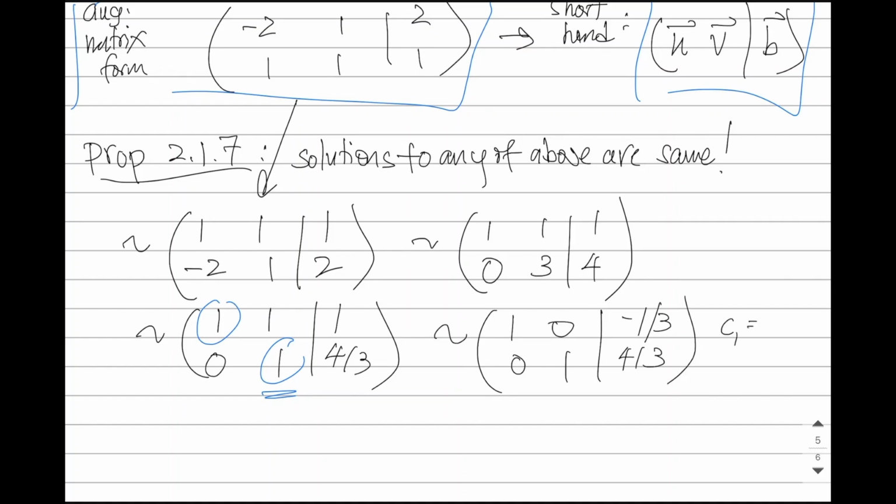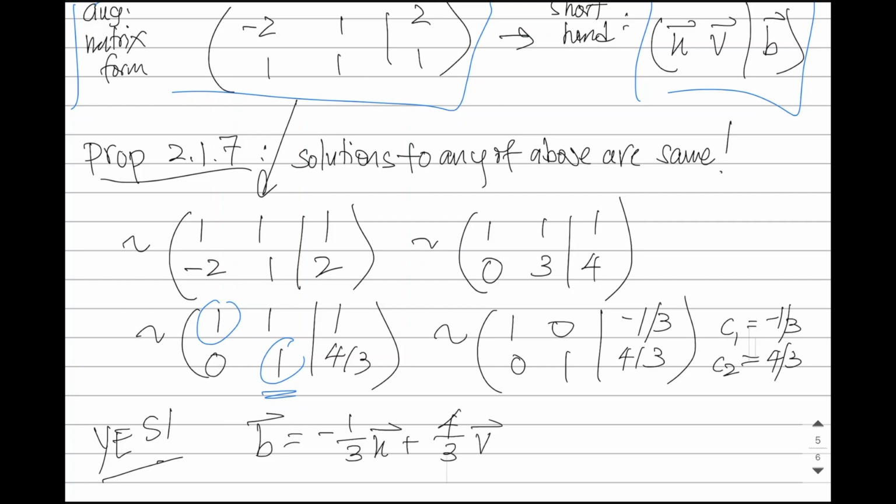C1 is -1/3 and C2 is 4/3. The answer to my question is yes. B is going to be negative 1/3 bunch of U plus 4/3 bunches of V. And if you want to check for yourself, you say, okay, well, there's 1/3 of negative 2 and 1, and 4/3 of 1 and 1. You'll get 2 and 1. This is how the process works.